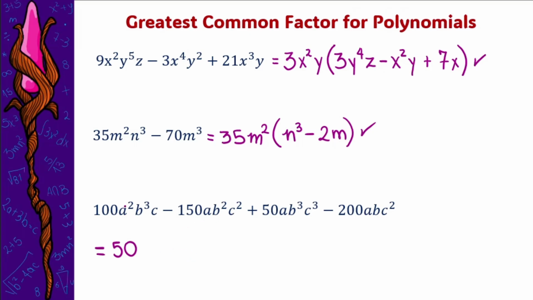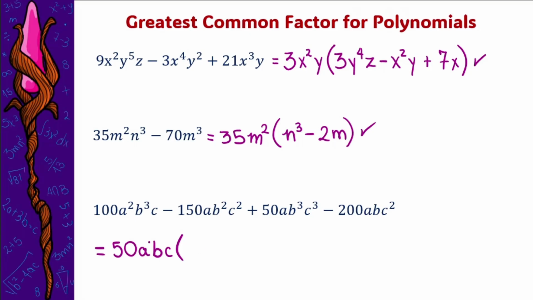50. A, let's check if it's present in all of them. Yes, it is, so we include it. The smallest one is this one that doesn't have any power, so just A. B is present in all of them, and the smallest one again is 1. And C, it is present in all of them, and the smallest one is this one, the first one.